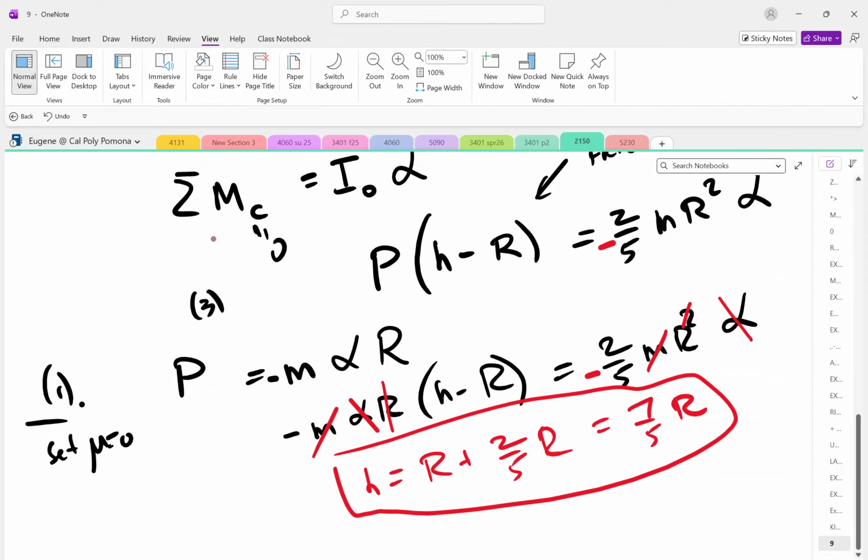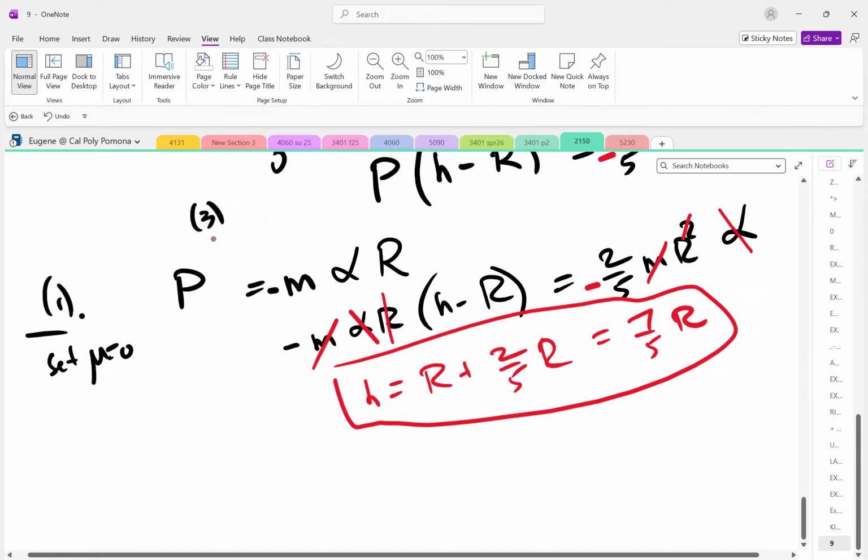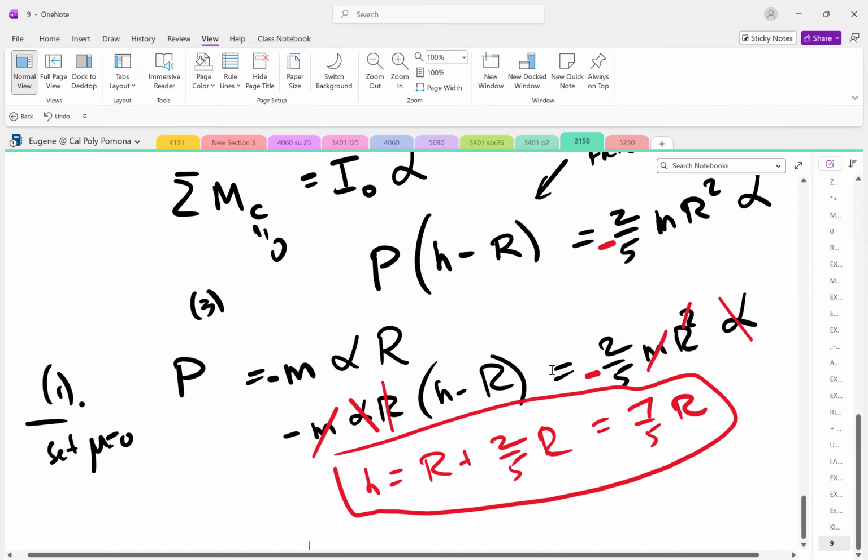Sir. Yes. Say it again. The 2/5 is with a minus here. I move this thing here and move the H here. I can see the negative. Okay.